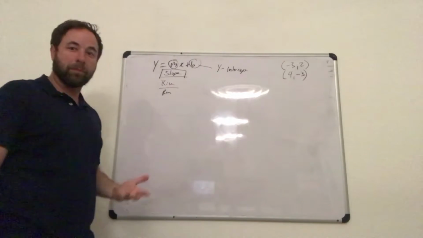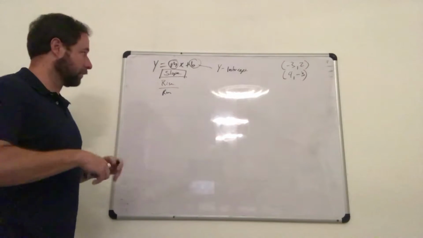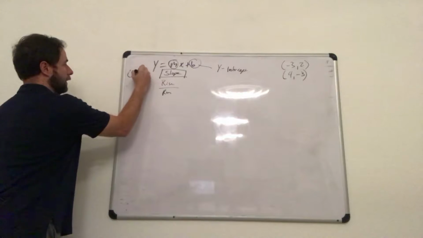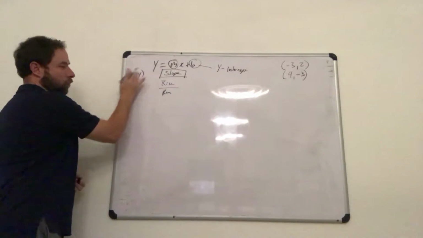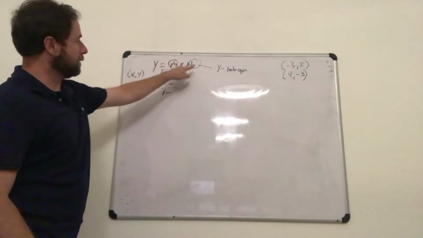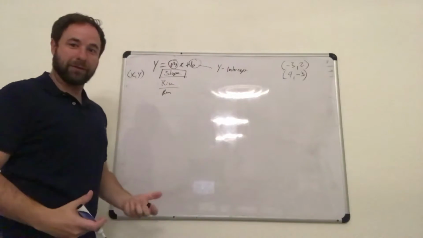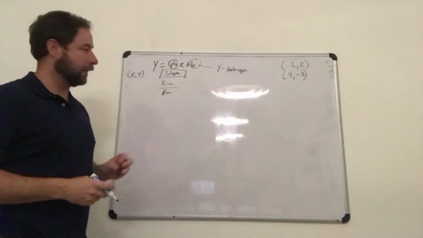x and y represent a point, coordinates like x comma y. m and b represent the two things you have to find. Once you find the m and the b, you're done.